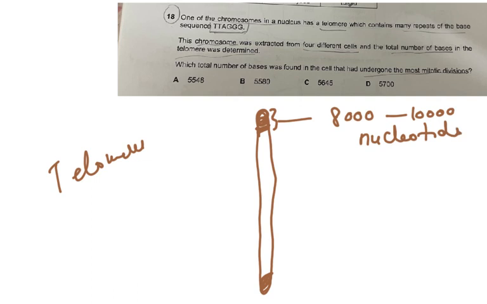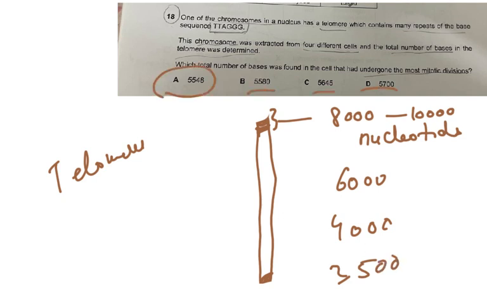As mitotic division starts and more mitotic divisions occur, these become shorter. When they become shorter, that means the number of nucleotides will decrease. Maybe they've gone down to now 6,000, or 4,000, or 3,500. So in all these situations, you have to look at the smallest number: 5,700, 5,645, 5,580, 5,548. The smallest number would show the most mitotic divisions. The most mitotic divisions means more of the telomere is decreasing, so the number of nucleotides is decreasing.